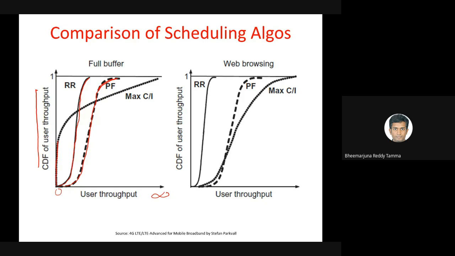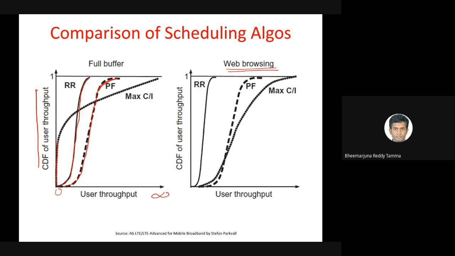And if you look at web browsing, yes, there could be a user who has better channel quality, but what if the user is not doing any browsing activity? In that case, you cannot serve that user. You have to pick another user, even though that user does not have the best channel quality. That's the reason why you see these algorithms behaving slightly differently. It all depends on how you injected the web browsing traffic. Depending on the way you simulate your experiment, you can see these curves moving here and there.